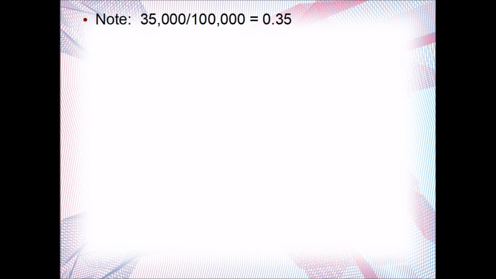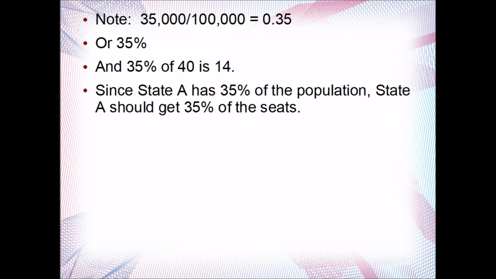One thing I want to point out here is that this makes sense. 35,000 divided by 100,000 is 0.35. 0.35 is equivalent to 35%. So 35% of 40 is 14. But what this means for us is basically that since State A has 35% of the population, State A should get 35% of the seats. I think this makes sense.